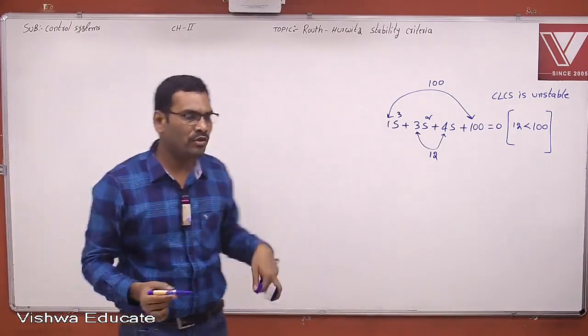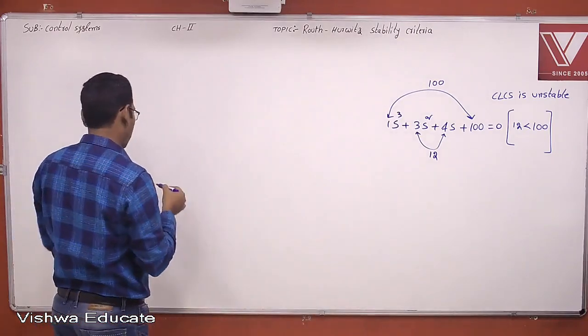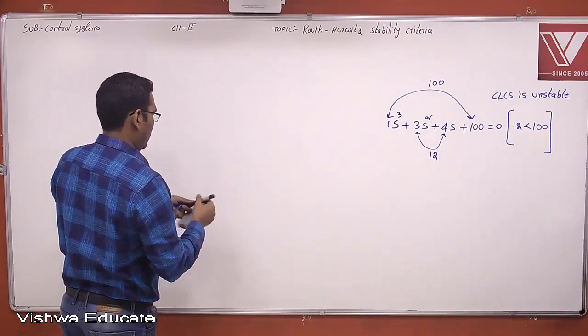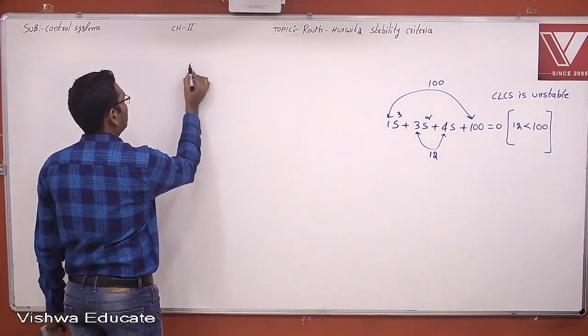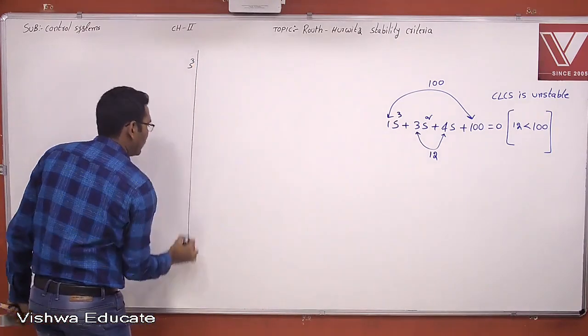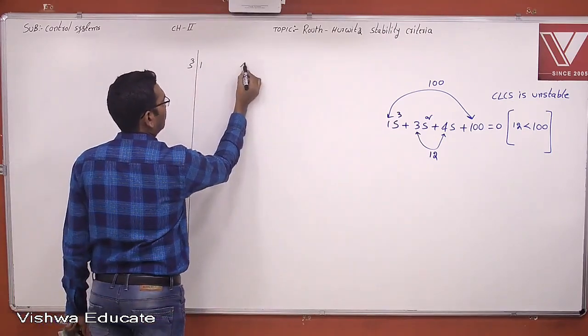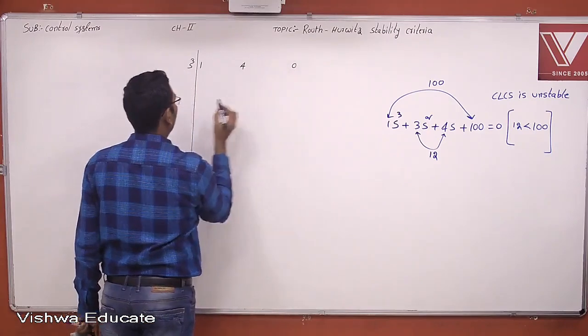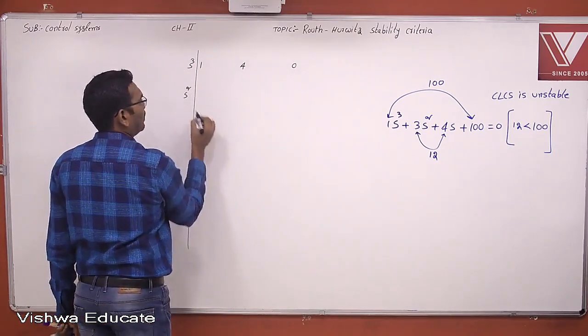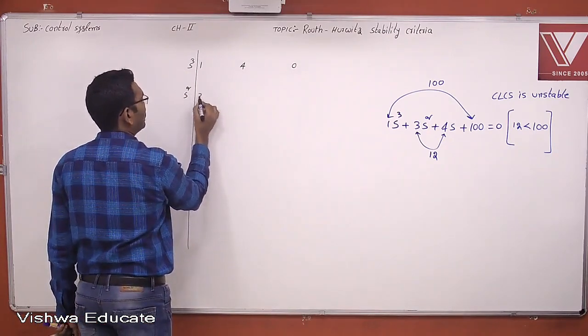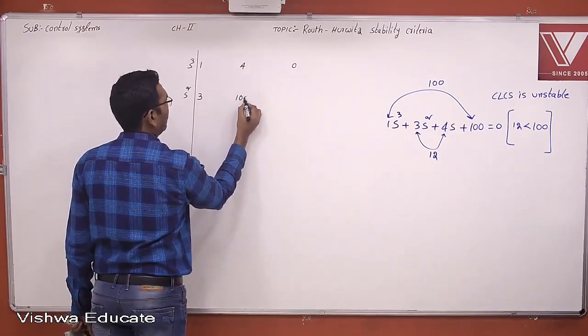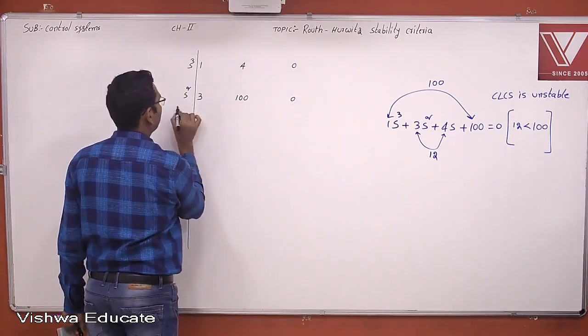But you have some confusion, no? Then we go for the general procedure also. What is the general procedure? The highest power is s power 3, which is an odd power, right? All the odd power quotients: 1, 4, 0. Now s square is an even power, write the even power quotients: 3, 100, 0.